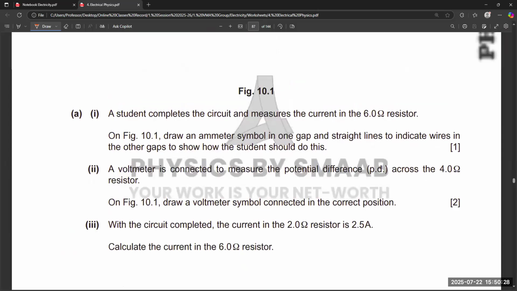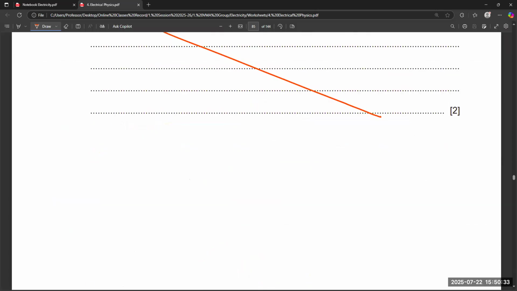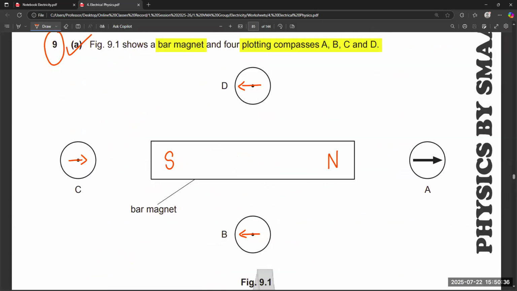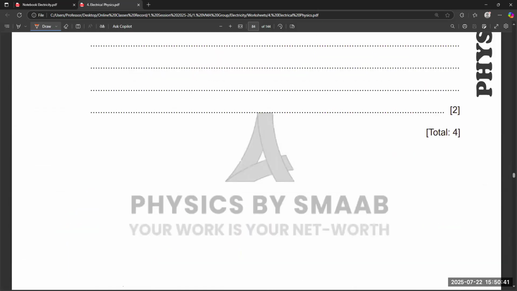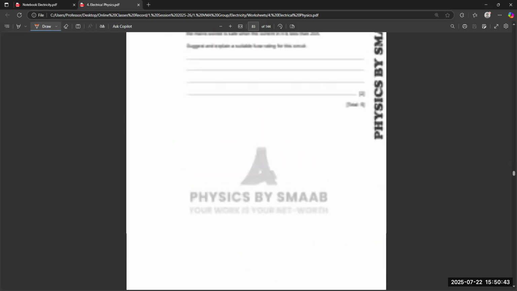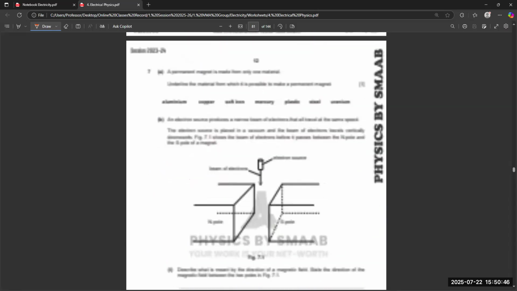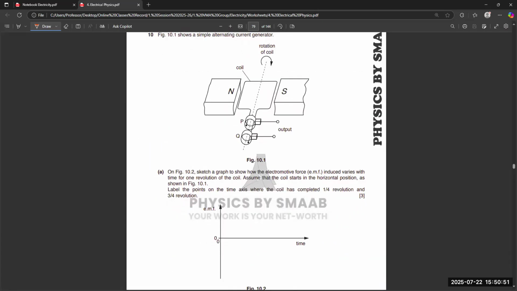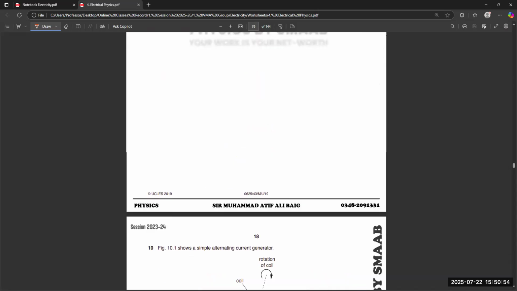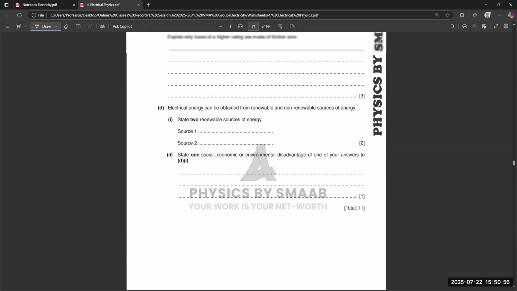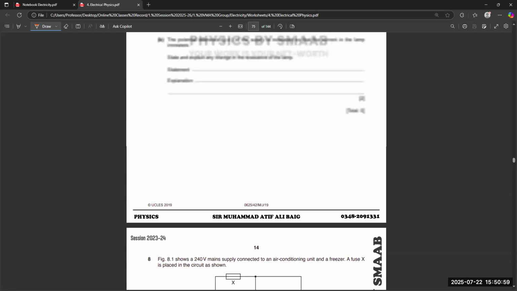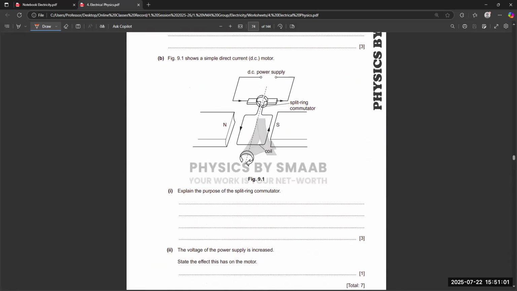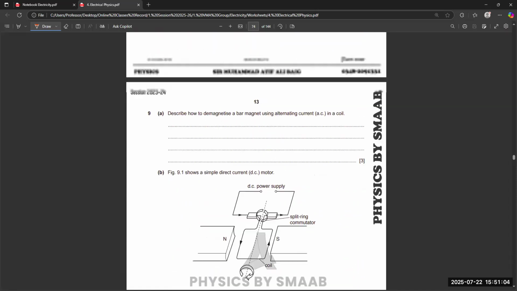We also discussed the factors affecting a DC motor. If we increase the number of turns of the coil, the rotation will increase. If we increase the current in the coil, the force on the coil also increases. And if we use a stronger magnet, that will also increase the rotation. Now you can see some questions are also from the alternating generator, AC generator. And this is also the same question.